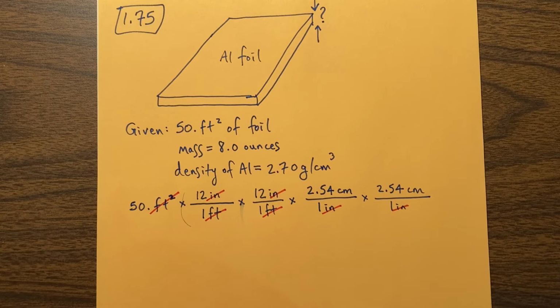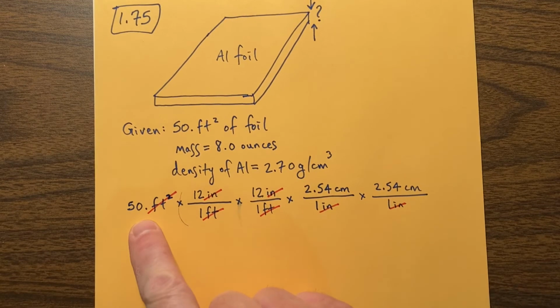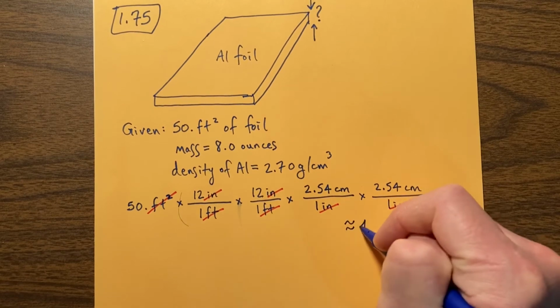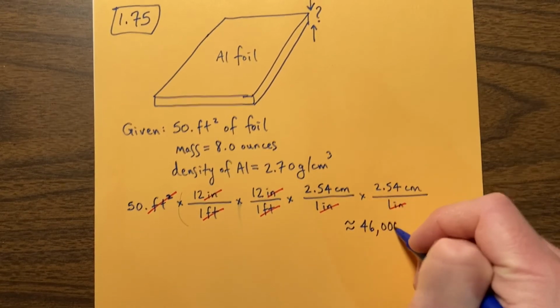If you do that math, if you do the multiplication, what does it come out to be? Turns out to be a big number, 46,451.52. I have to round that to 2 sig figs, so I have to call it about 46,000 square centimeters.